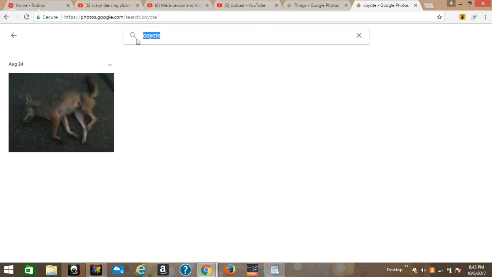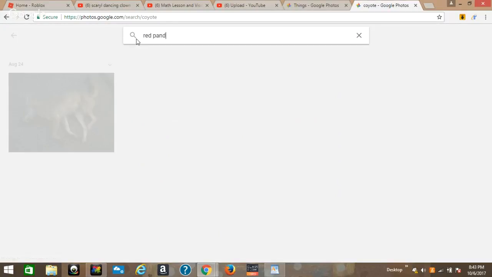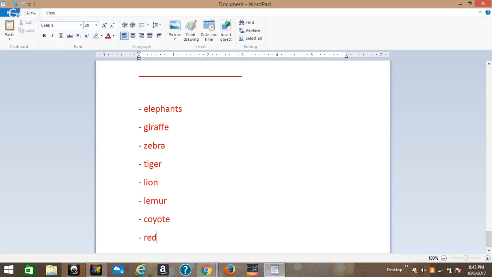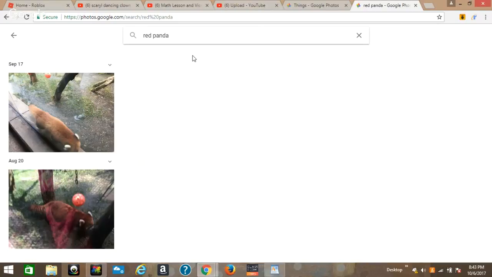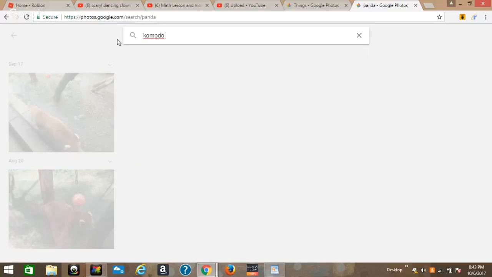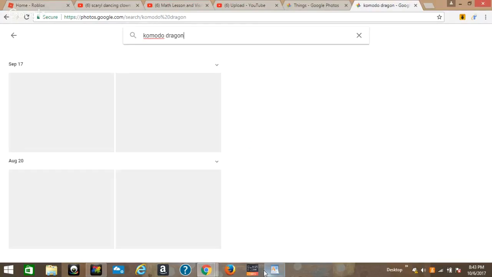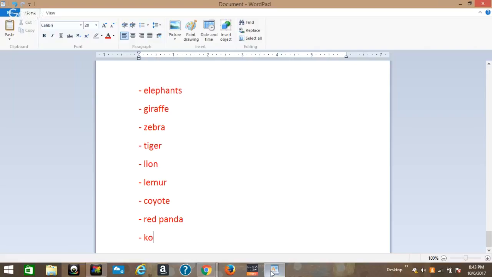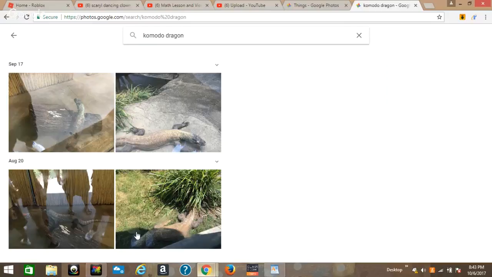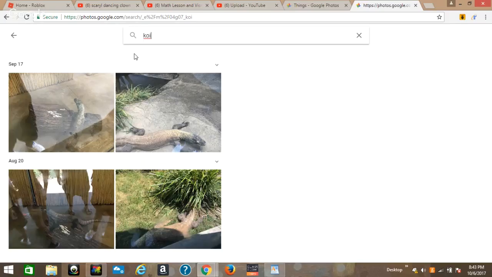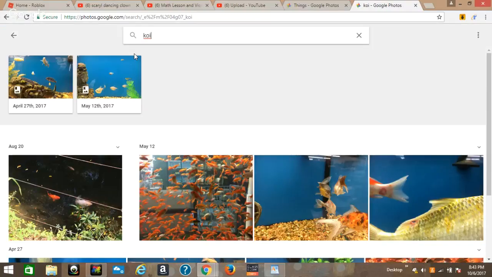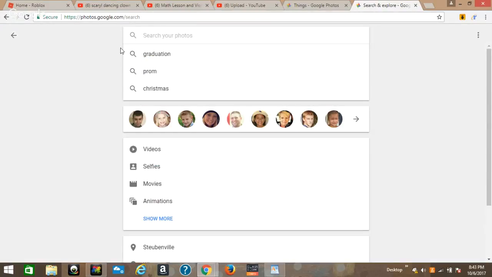Another animal, too. The red panda. Another thing, regular panda. Komodo dragon. Right, and there's a koi. What's koi? No, we'll get to that later. It's a cool fish, later. Right?